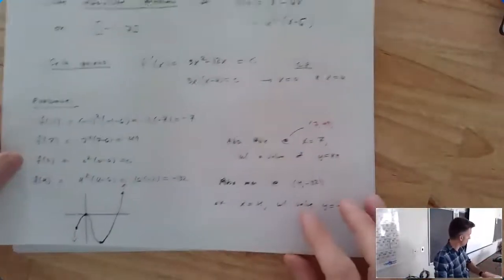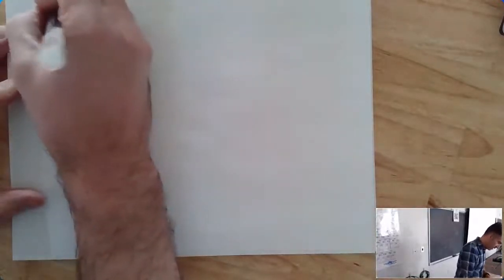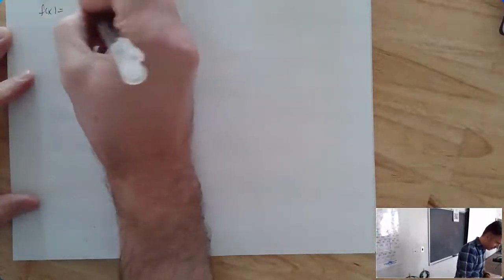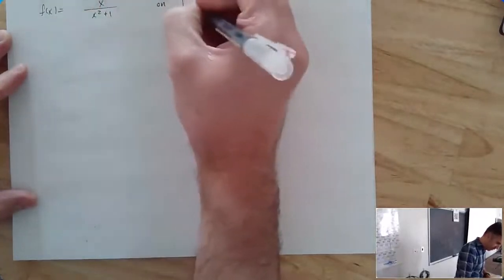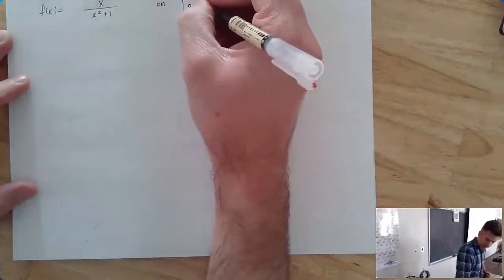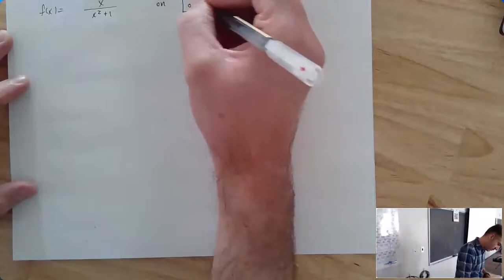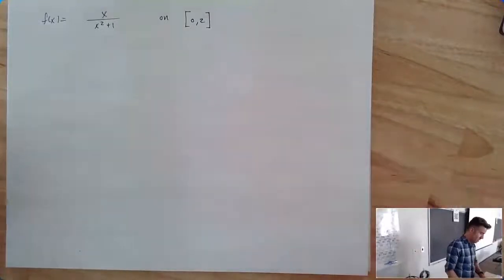So let's look at some more examples. Or unless there are other questions about this. Okay. Cool. All right. So let's look at the following. Let's look at f of x equal to x over x squared plus 1 on the interval from 0 to 2. I wrote 2. Not exciting, but whatever.